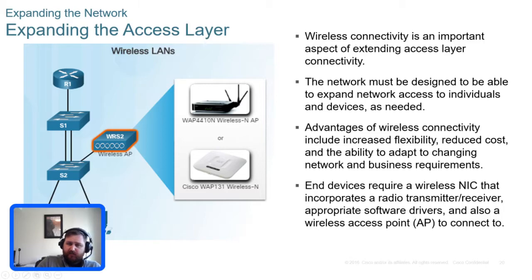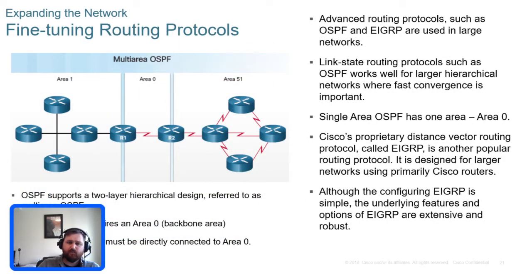So expanding the access layer, again, things we can do, we can look at adding wireless access points. That works. We can also look at, when we're talking about expanding our network, what they're calling fine-tuning routing protocols. So this is looking at, say, OSPF. Most things that we use when we set up OSPF are what's known as single area OSPF, and that utilizes our backbone area of just area 0.